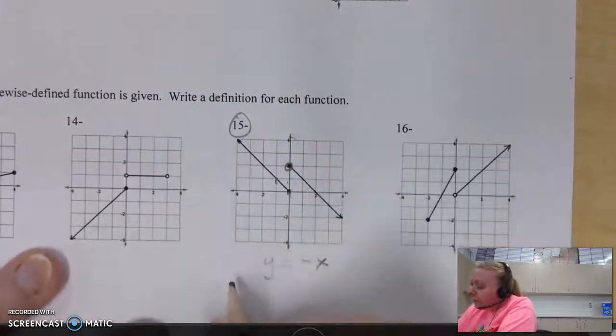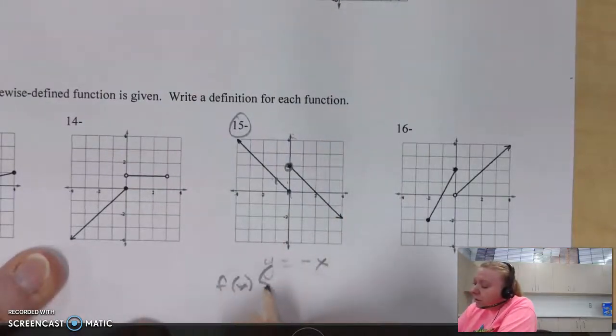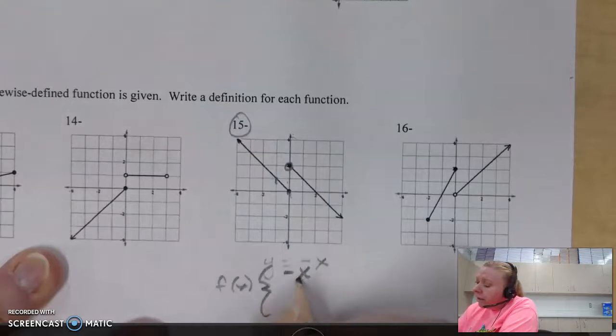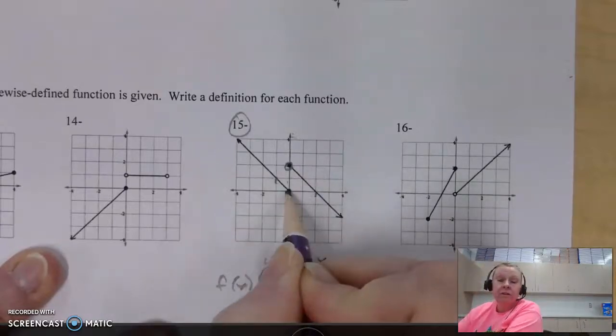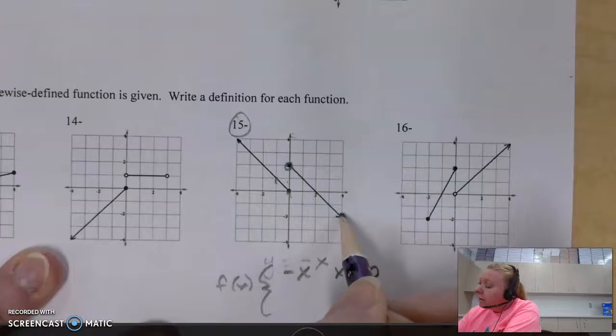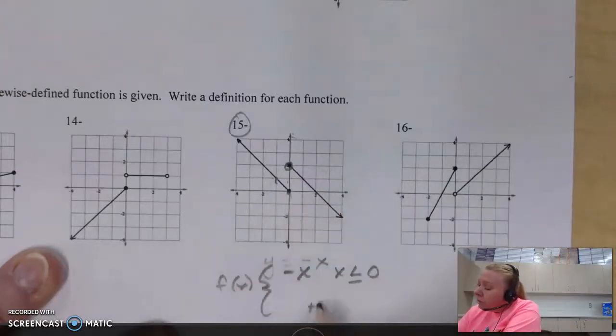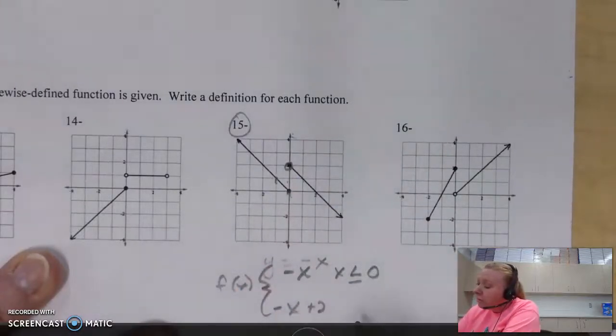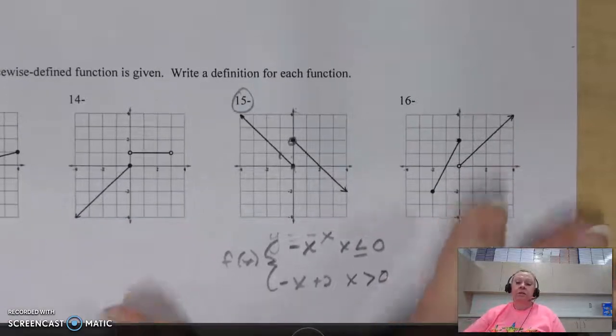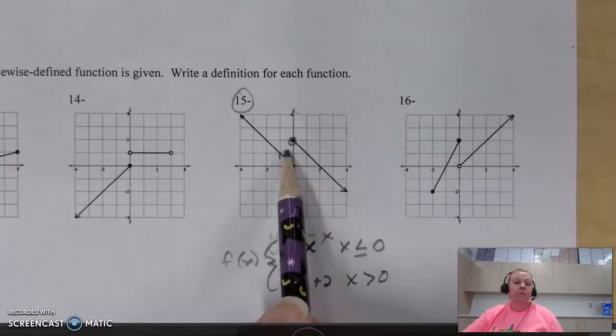Okay, so I have f of x defined as -x when x is less than or equal to 0, because we said this is going to have the filled in dot. This graph right here is at 1, 2, and it's still a -1 slope, and it is defined for x greater than 0. Now this one does not have the equal to because we said that this is going to have the open dot.